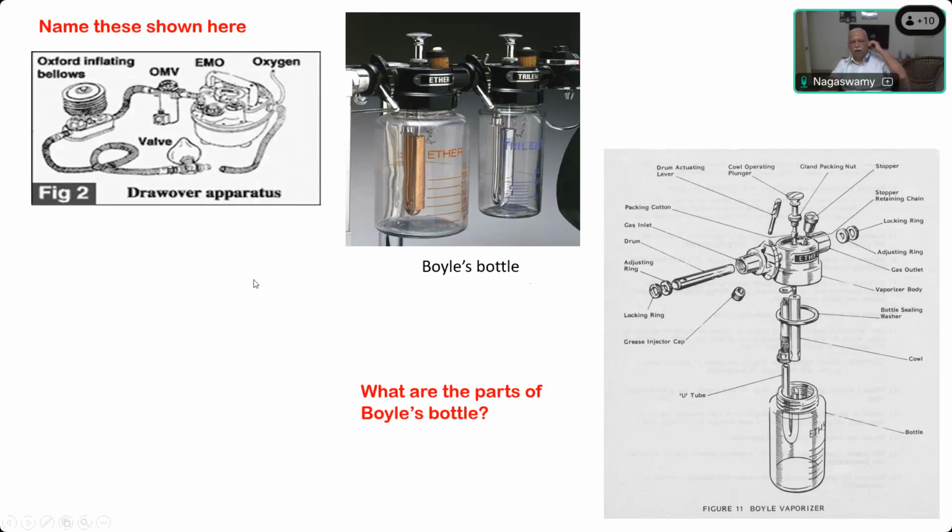Okay, this is a draw over vaporizer where ether will be used, and the bellows will be used as pumping gases instead of a reservoir bag, and draw over. It will draw the vapor from the machine and mix it with either oxygen or air.